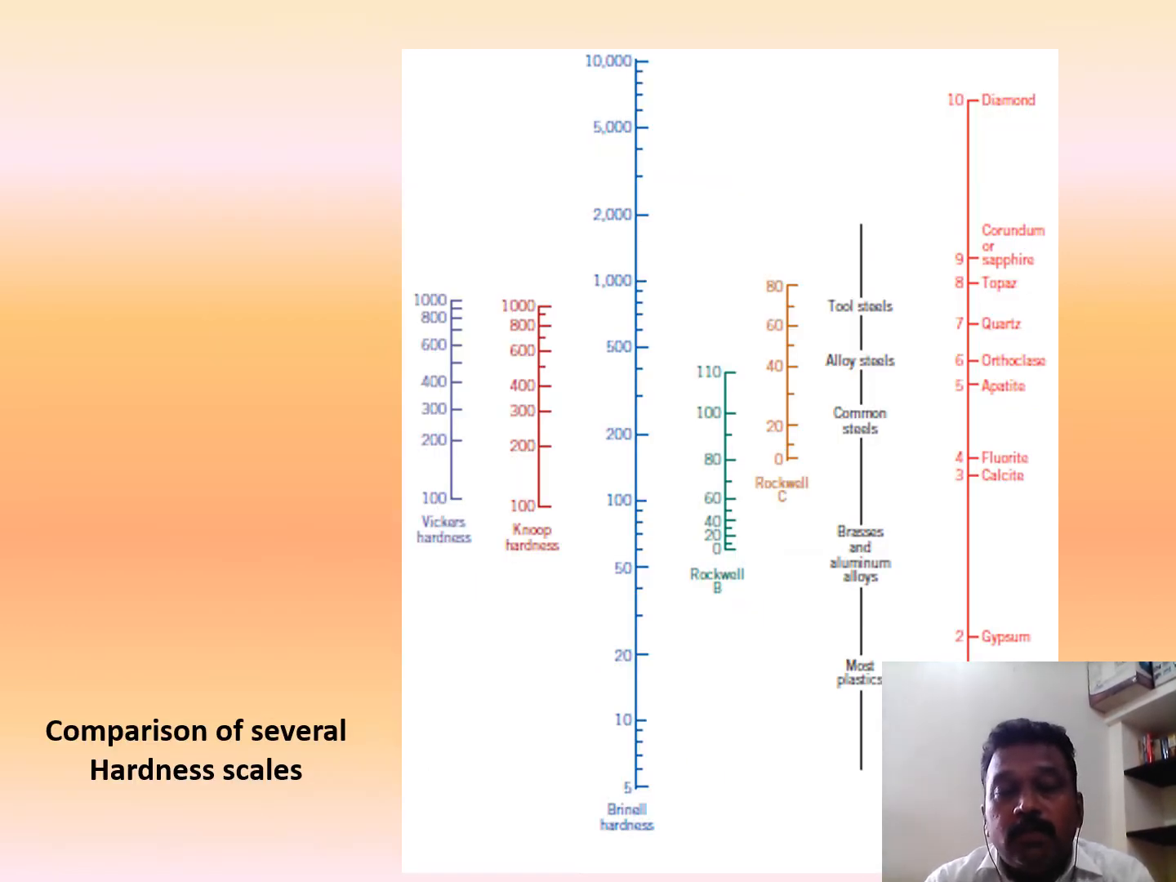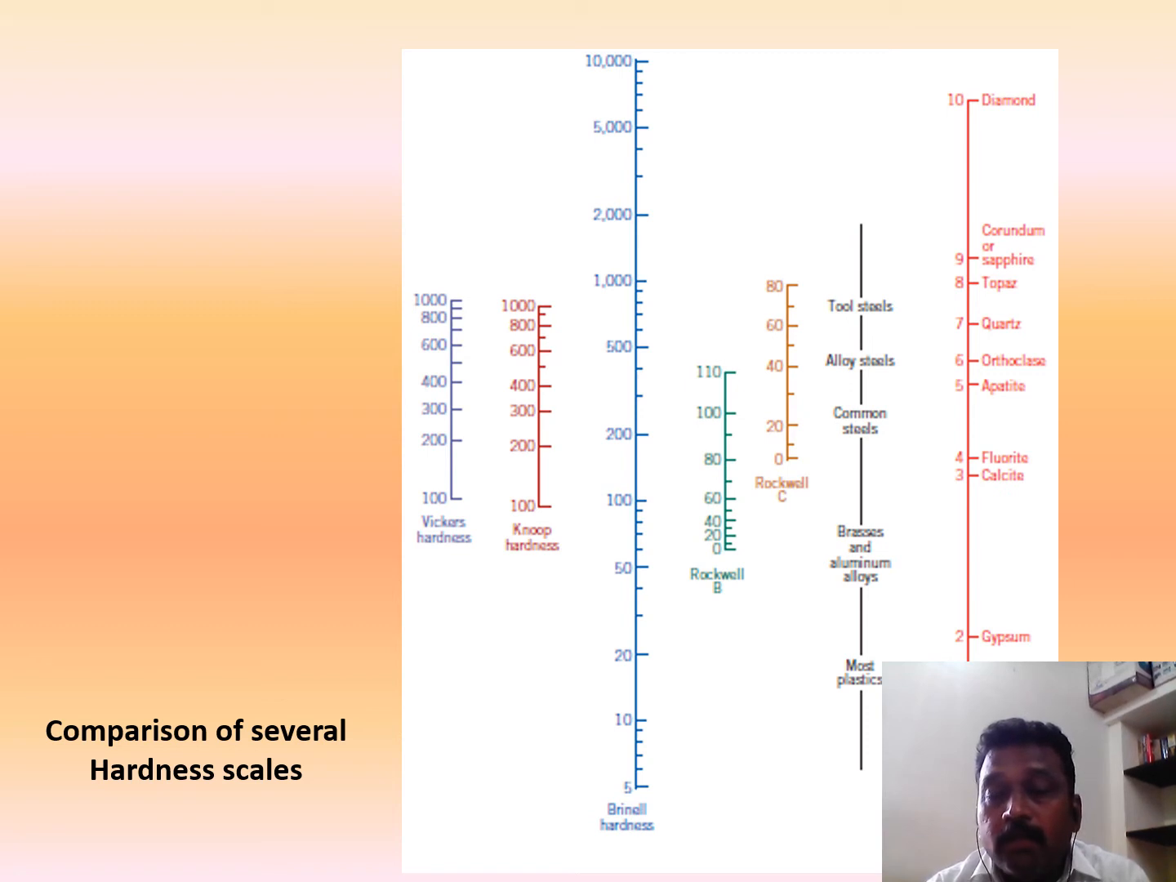And also, this is the comparison. The first one, the red color one, this one is the comparison of Mohs scale. The first scale at one is talc, then gypsum, calcite, chlorite, and the final one, the highest one, is diamond, which is the hardest material ever known by man.